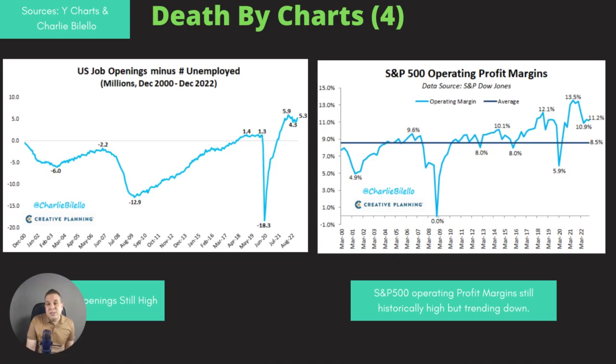Again, they're still at a historically quite high level, but they are down from the peak, which was 13.5%, and they're now down to about 11.2%. So those profit margins are starting to come down, and a lot of that is to do with wage inflation, the cost of goods and services also increasing, and the cost of raw materials increasing, which then puts pressure on operating and profit margins.